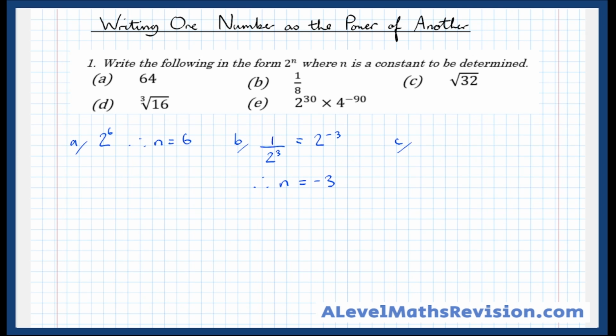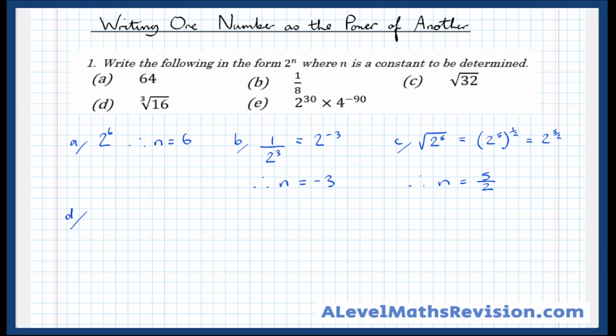C, root of 32. Now, first of all, let's remember that 32 is 2 to the power of 5. Now, from the previous exercise, the square root of a number is to the power of a half. So that becomes 2 to the 5 to the power of a half. And knowing your index laws, multiply the powers together, that becomes 2 to the power of 5 over 2. Therefore, n equals 5 halves. 2.5 equally acceptable, but I personally just think it's better to write as a fraction.